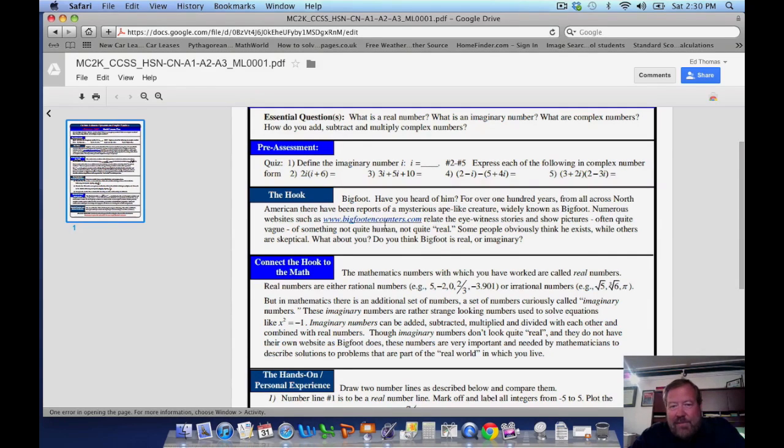And here's even a website you can go to that talks about Bigfoot encounters. Once we establish the idea of real and imaginary with Bigfoot, we can then segue into real numbers and imaginary numbers in higher level mathematics. So that makes it a lot of fun for kids. And all of our lessons have really nice hooks that can get the kids interested in the math you're teaching.